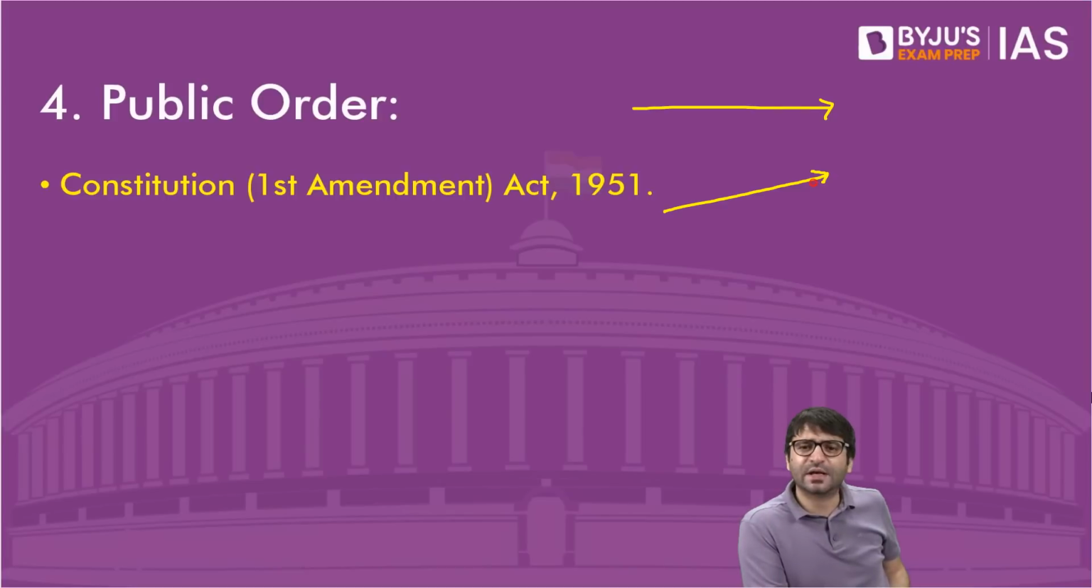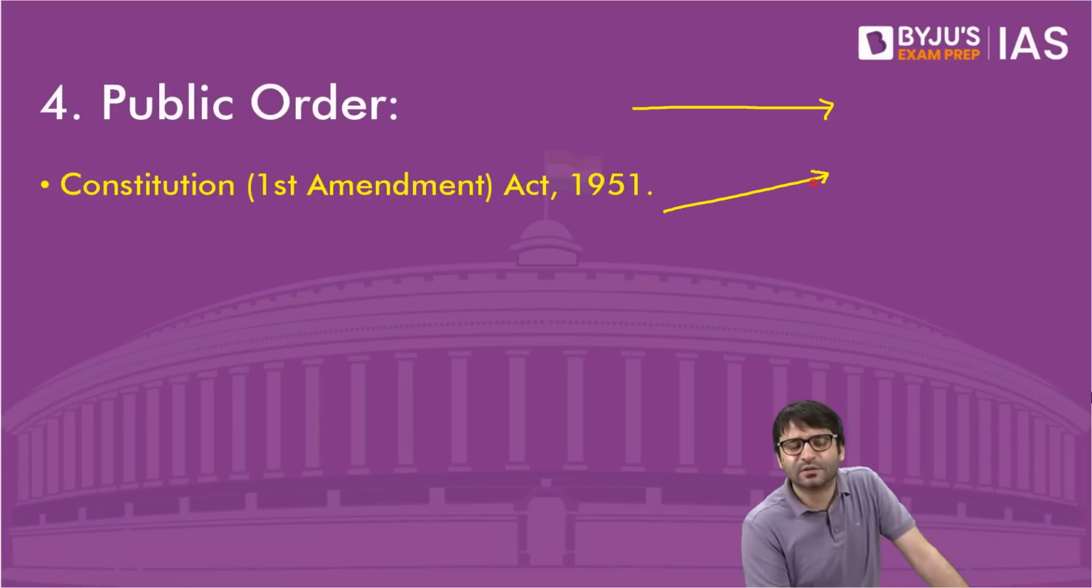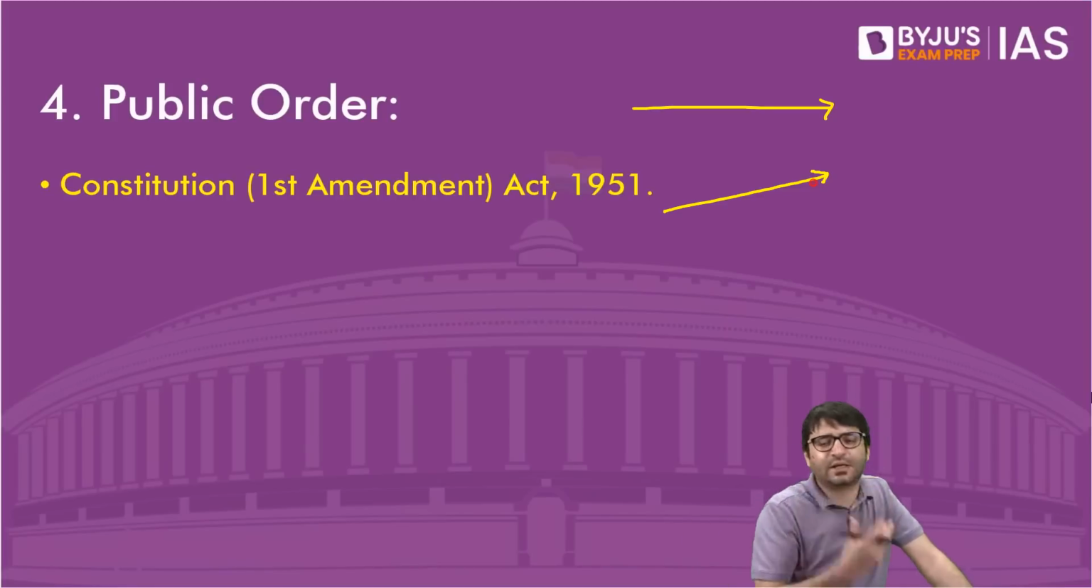But the petitioner said, is there a ground mentioned in the constitution that on public order, your freedom of speech and expression can be restricted? No. Then how can this magazine be banned in Madras on the ground of public order? Such a restriction is not existing in our constitution.